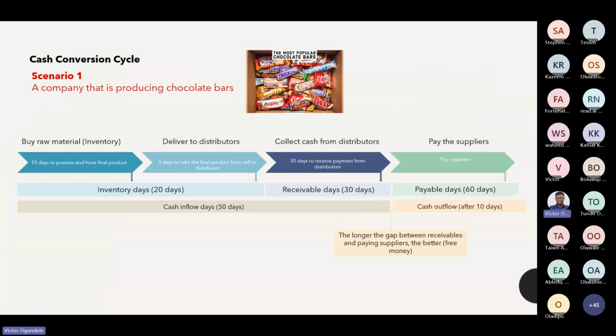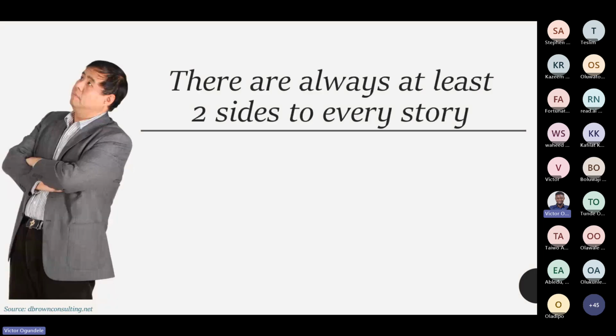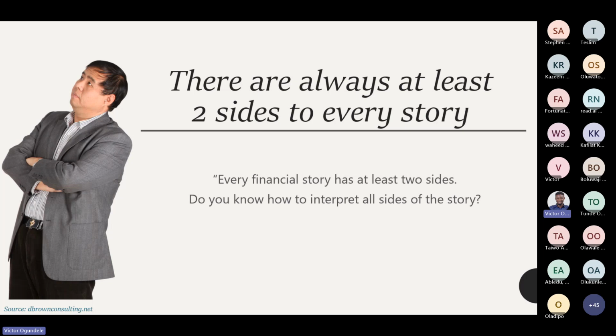Right? As I said, you can look at the gap. We said the longer the gap between receivables and paying supplier, the better. That's for the management. Now, the supplier has been waiting all this while. It's not good cash management on their own part. And that's where the two sides of the story thing comes into play. Right? And I want you to know that every financial story has at least two sides. Now, the question is, do you know how to interpret all sides of the story? And on this material, I will give credit to Dubran Consulting. I think he had created this interesting visualization for us to explain this concept.